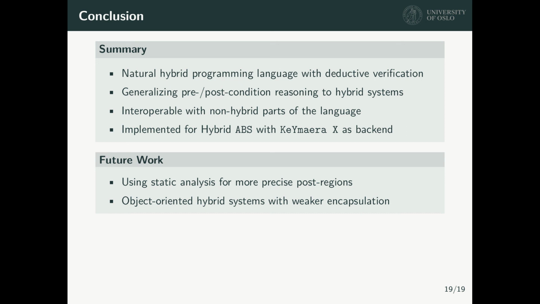By using method contracts, we are interoperable with the non-hybrid parts of the language, and what I have presented here has been implemented for hybrid ABS, which translates an annotated specified hybrid ABS class into a set of KeYmaera X proof obligations. For future work, we are looking for static analysis for more precise post regions. For example, if I can show that I'm not part of any deadlock, then I can actually use more precise post region if I translate a get.